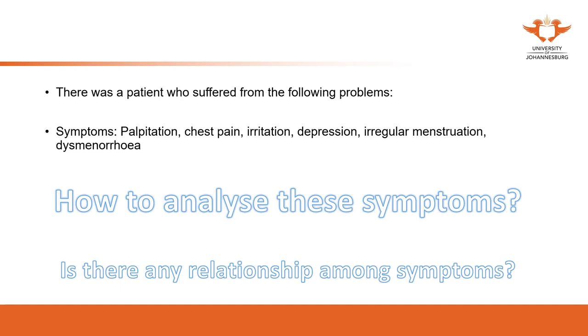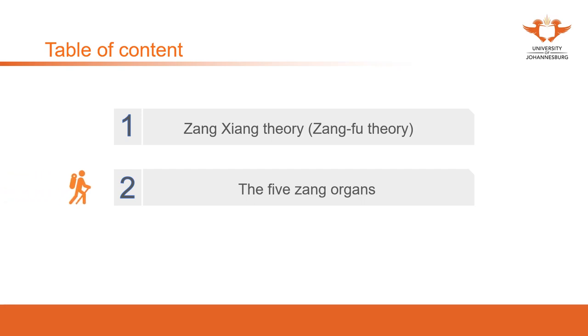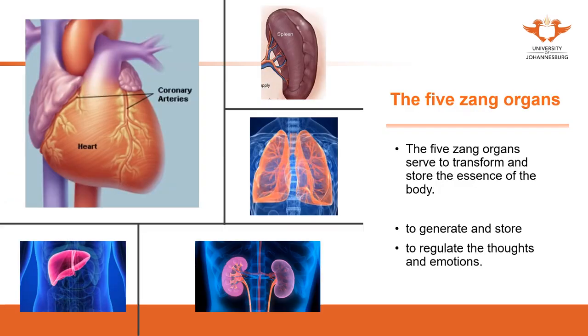So in order to answer this question, we need to discuss the function of the organs, the five Zang organs and the Fu organs. There are two main functions of the Zang organs: to generate and store the essence, also to regulate the thoughts and emotions. From the other textbook, sometimes you also can see to regulate the spirits. In future, when we study the spirits, we're going to clarify the definition of the spirits in Chinese medicine. We use the thoughts and emotions here, or you can use the mind.